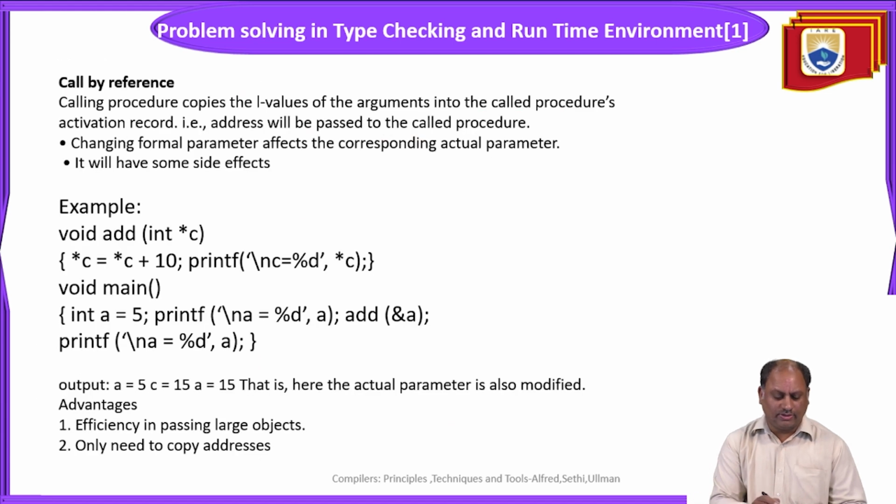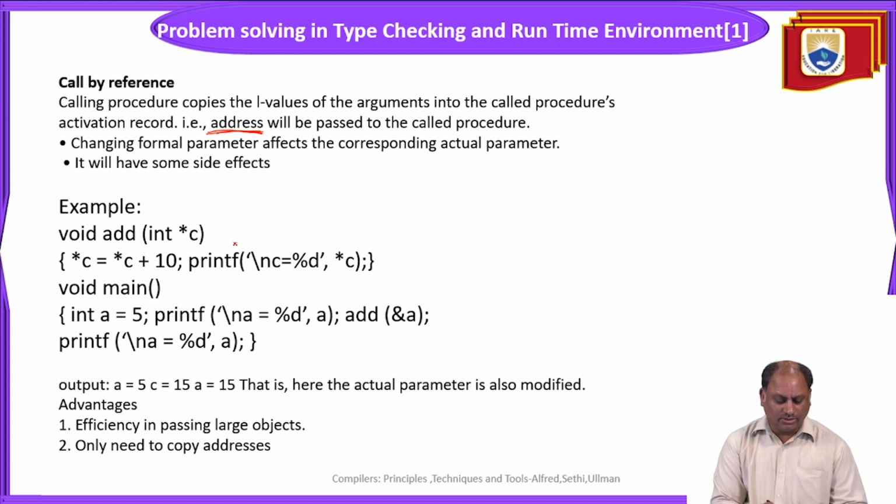Now in the case of call by reference, that is the second one, the calling procedure copies the L-values of the arguments into the called procedure's activation record. That means the address is passed to the called procedure. Previously there was no change with the actual and formal parameters, but here the difference is that there is a change of actual parameters versus formal parameters, and it has some side effects also.